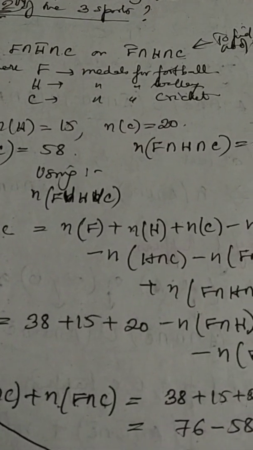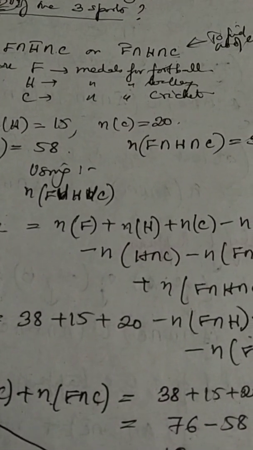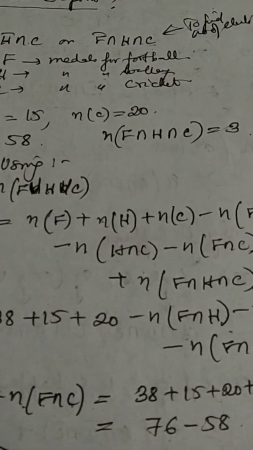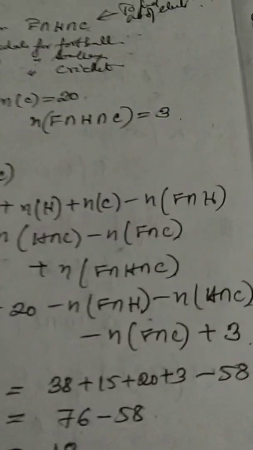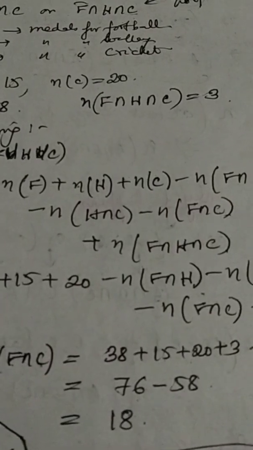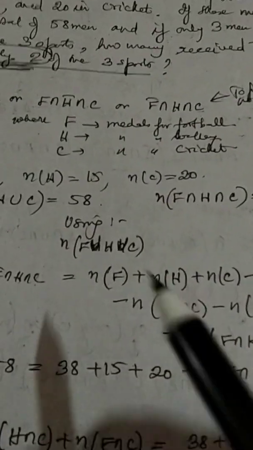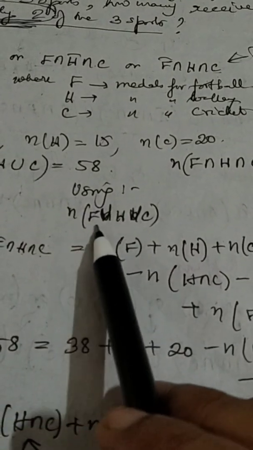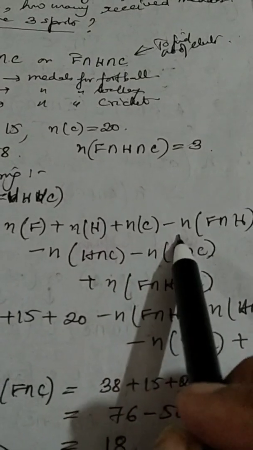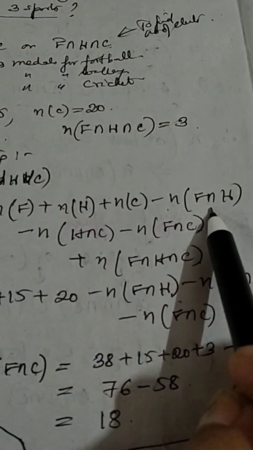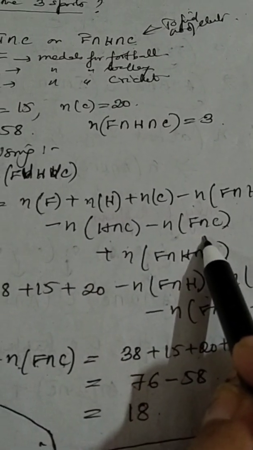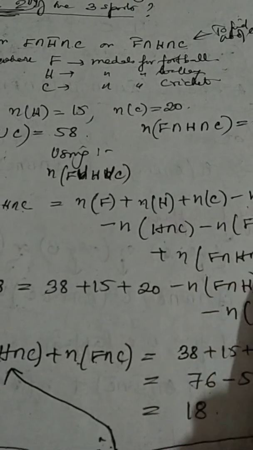So N of A union B union C is N of A plus N of B plus N of C minus pairwise N of A intersection B, B intersection C, and then minus N of C intersection A, and finally plus the 3 together, N of A intersection B intersection C. That property I'm going to use here. That is N of F union H union C is N of F plus N of H plus N of C minus pairwise N of F intersection H, minus N of H intersection C, minus N of F intersection C, plus N of F intersection H intersection C.